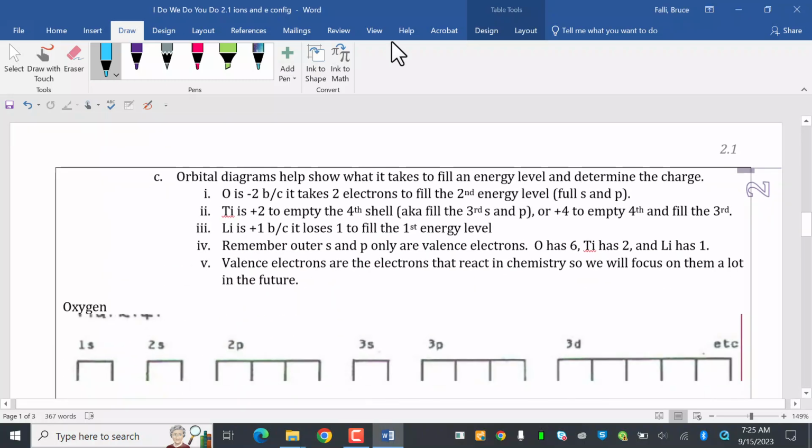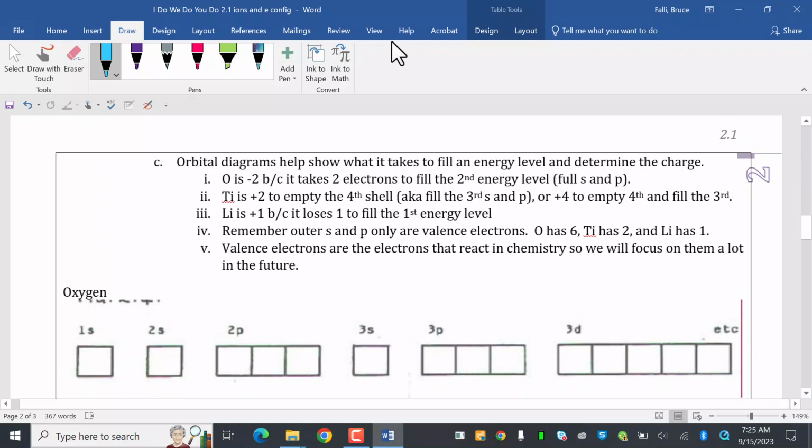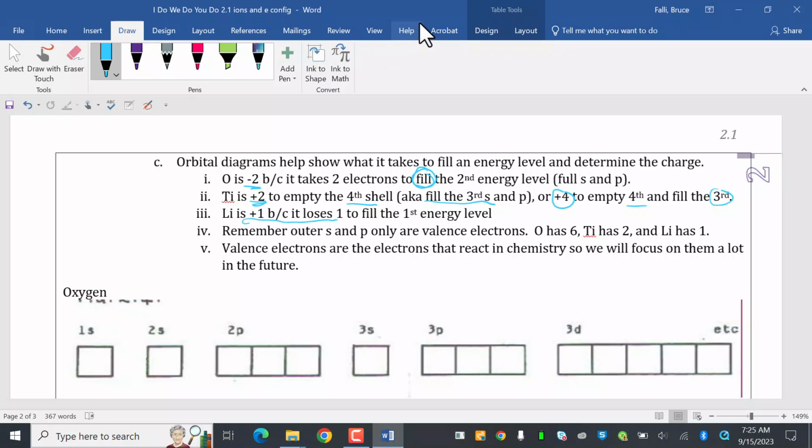All right. Orbital diagrams help show what it takes to fill an energy level and determine the charge. O is -2 because it takes 2 electrons to fill. Remember how we talked about it being filled is so important? The second energy level, full S and P. Titanium is +2 to empty the 4th shell, which means the 3rd shell will be full for S and P. Or it'll be +4 to empty the 4th and fill the 3rd. Lithium is +1 because it loses 1. So let's take a look at these.